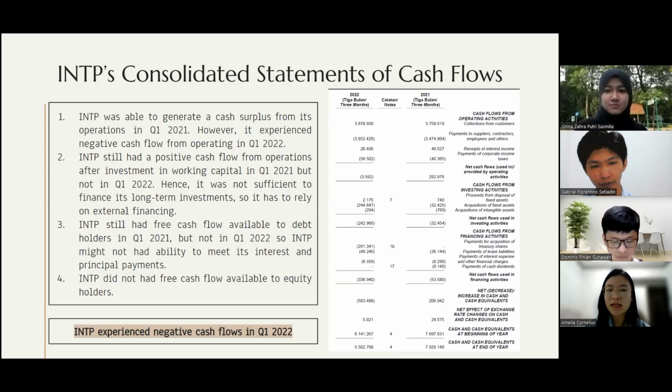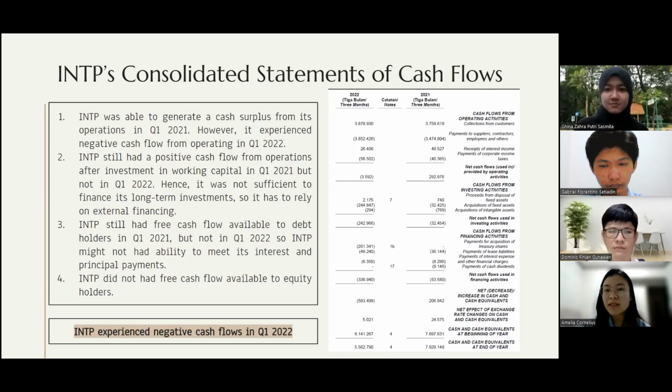According to its consolidated statement of cash flow, we can see that INTP was able to generate a cash surplus from its operation in Q1 2021. However, it experienced negative cash flow from operation in Q1 2022. Second, INTP still had a positive cash flow from operations after investment in working capital in Q1 2021, but not in Q1 2022. Hence, it was not sufficient to finance its long-term investment, so it has to rely on external financing. INTP has less flexibility to pursue long-term investment than those that can fund their growth internally.